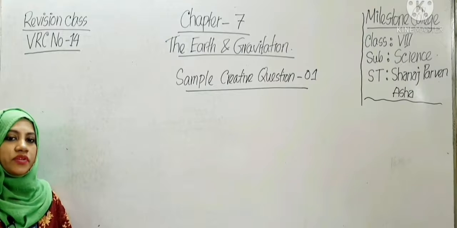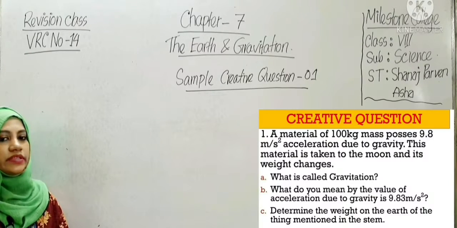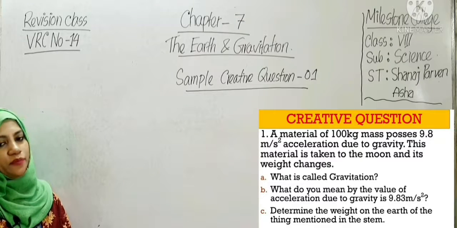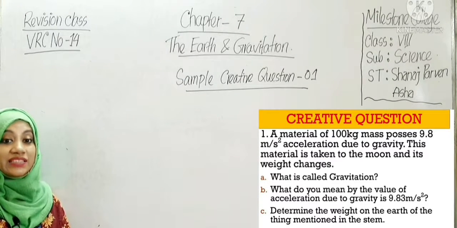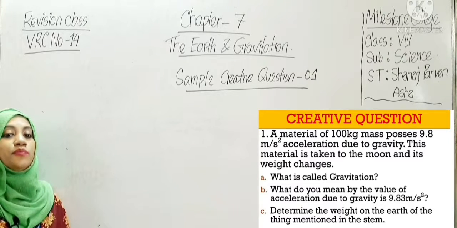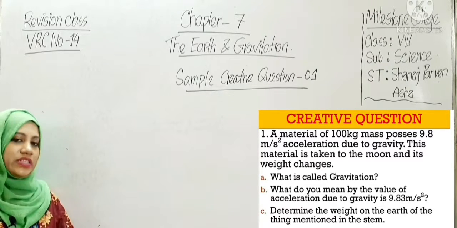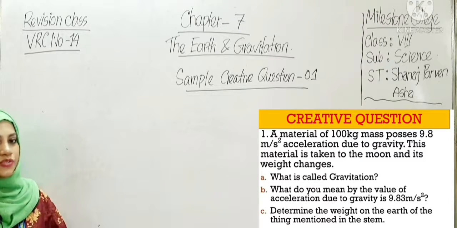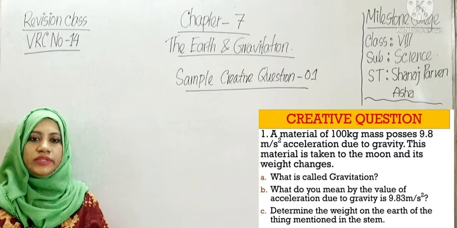So what is the question, my students? You see, a material of 100 kg mass is pulled with 9.8 meter per second square acceleration due to gravity. This material is taken to the moon and its weight changes. First of all, you have to understand the situation. Okay, so here what is given?